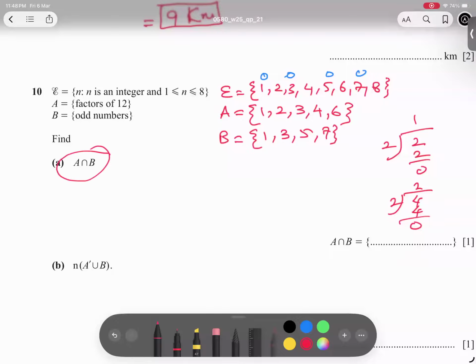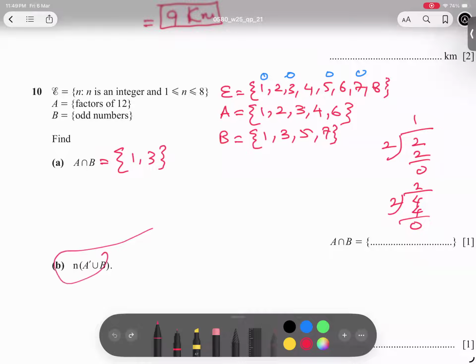Now he's asking what is the intersection, the common. This is called intersection, the middle letter sign. Common between A and B: 1 is common, 3 is common, and that's it. And we are bound to write this form, and the bracket is compulsory. Let's talk about the next one.